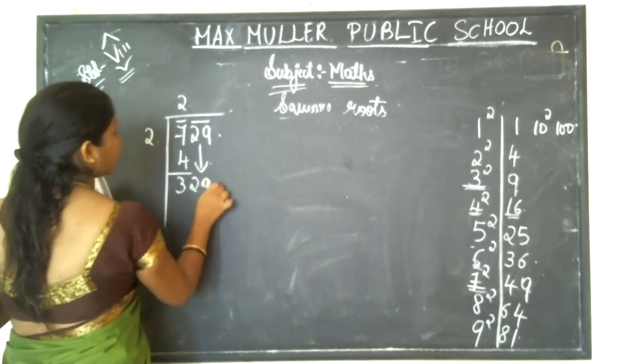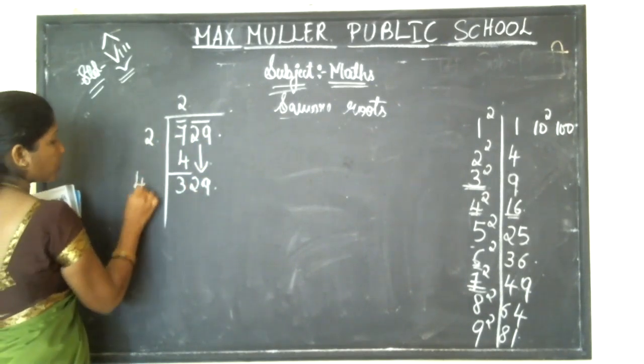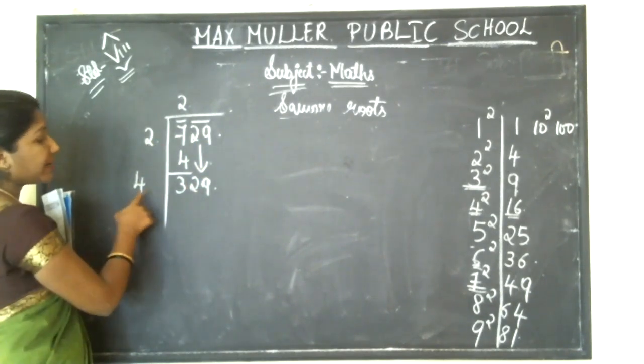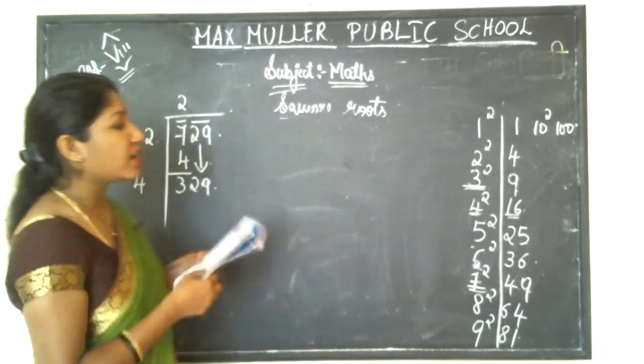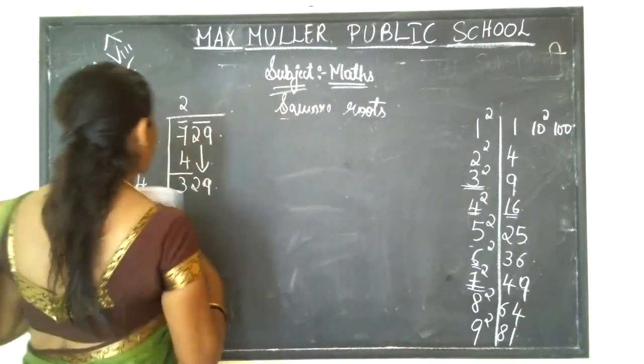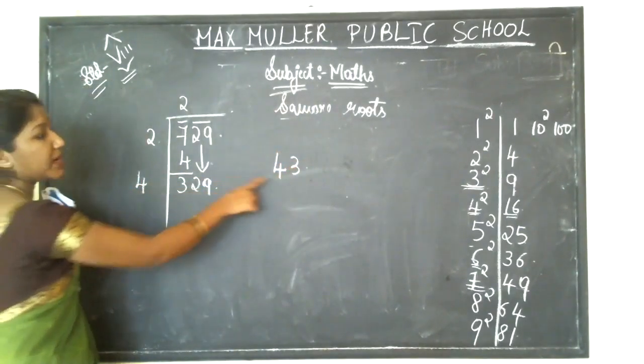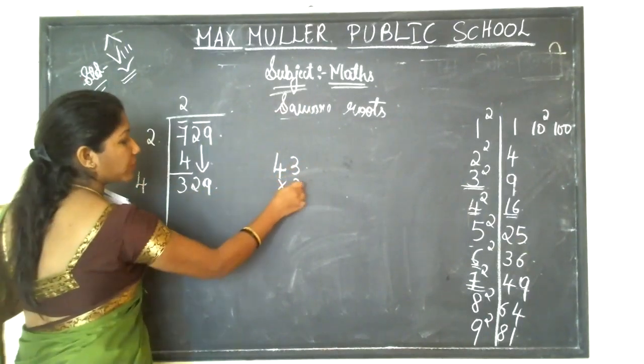Both the digits you have to bring down. So if you double this, 2 plus 2, you will get 4. And the last digit is 9 here. You have to go with 3 square or else 7 square. We'll try first for 3. That is this number with 3 into 3.